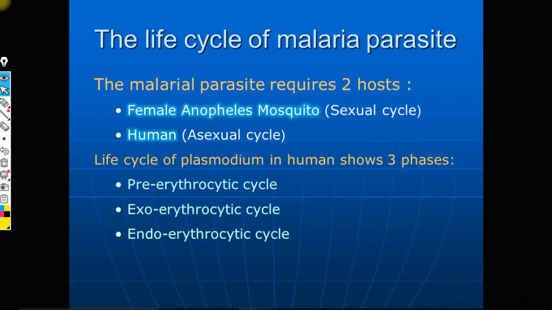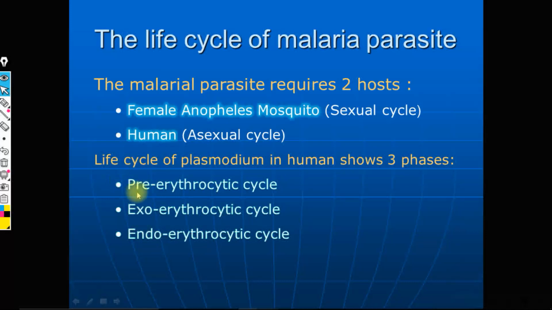So we have learned three cycles, three phases. One is the pre-erythrocytic cycle. Pre means very primitive, that is, before the RBC cycle, or the very initial cycle. Exo refers to outside the RBCs, the erythrocytes, which is why it is the exoerythrocytic cycle, where the cycle is outside. And the last one is within the RBC, which is why it is the endoerythrocytic cycle.